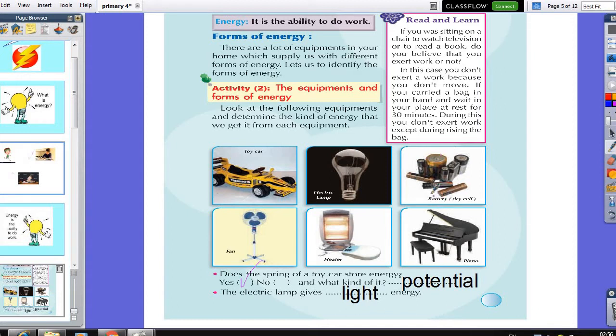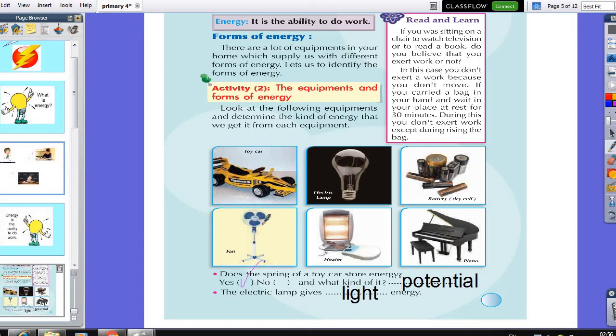Here I have a battery or dry cell. Inside the battery we have some chemical substance. So here I have something called chemical energy. We know that many devices are switched on by the battery. So here the electric energy is produced. So inside the battery, the chemical energy changes into electric energy.